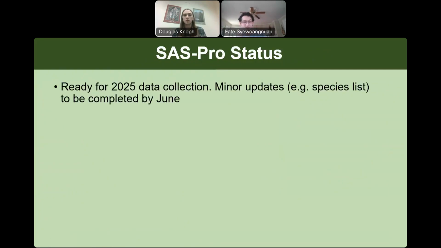So the status for the tool for this year, it is all ready for data collection. Anybody who already has access to the tool, just make sure that everything is up to date, and you will be able to go out and start collecting data right away. There are minor updates, including updates to the jurisdictional species list, which should be completed sometime in June. But the tool is perfectly functional in the meantime.